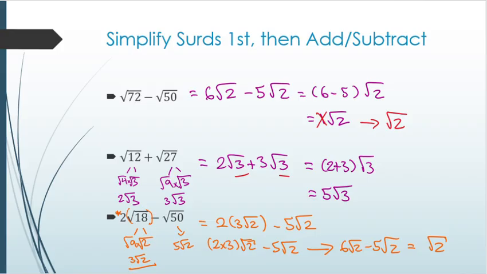Now, you need to get comfortable with doing this. This slide, very important. Okay. Simplify the surds first as much as possible, and then you just add and subtract by collecting the like surds together. So I hope this has been helpful.